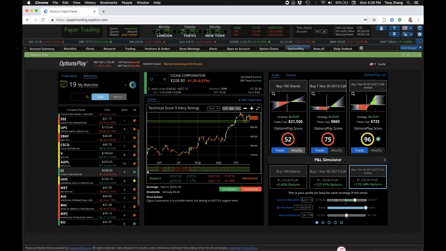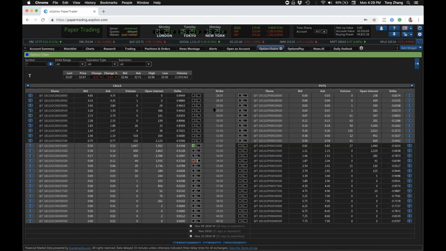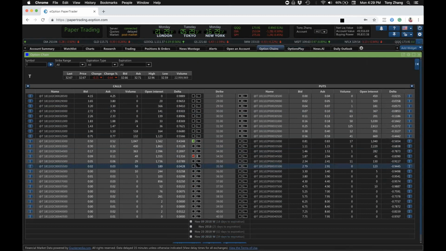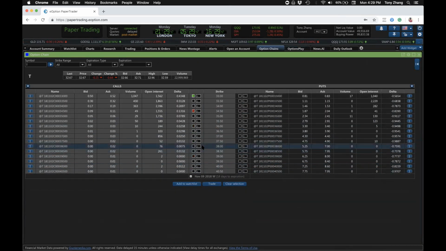I'm going to click on "I'm bullish" here because I want to look at 3 bullish strategies on Cigna. So traditionally, if you were bullish on Cigna, you can only buy a stock. Or you can look at an option chain and figure out which call you want to buy. And for those of you that are a bit more advanced, you might look at other strategies like credit spreads or debit spreads.